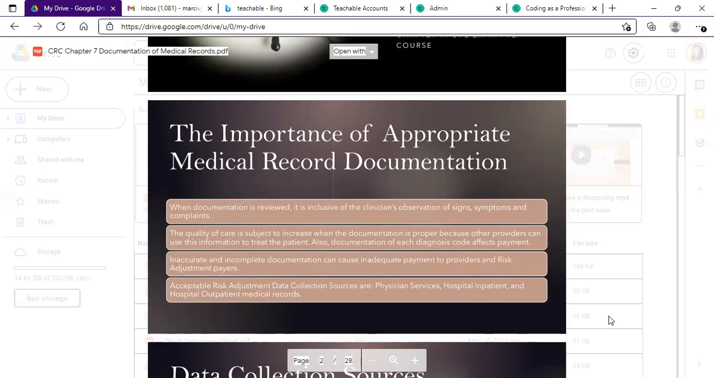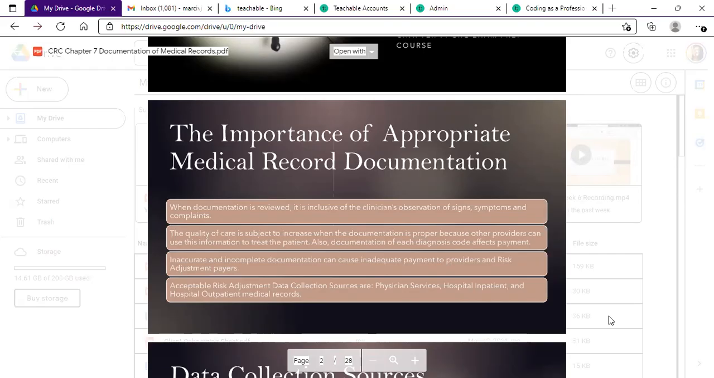When documentation is reviewed, it is inclusive, which means it includes the clinician's observation of signs, symptoms, and complaints. We'll get into it more as we go into chapter 7, but anytime we go to the doctor or the hospital, it's usually because of a complaint, some symptoms, some signs, something going on that makes me say I need to go and see somebody. That's your chief complaint.